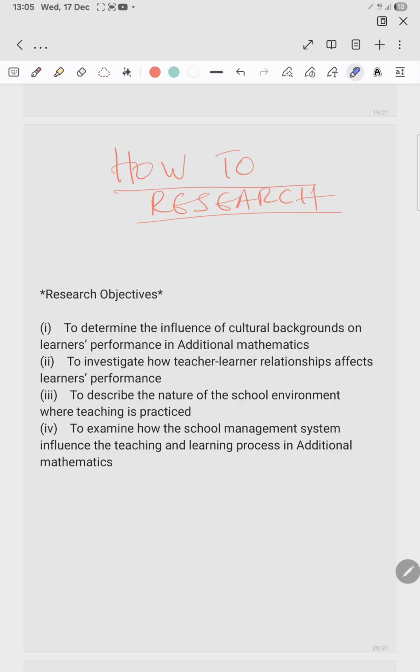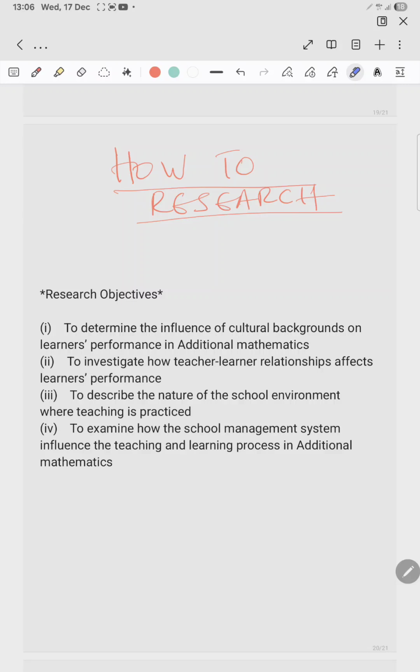The other objective is to describe the nature of the school environment where teaching is practiced. So we are trying to look at the teaching environment, because sometimes the teaching environment is not conducive for the learners, and therefore these learners tend to fail that particular subject. Certain learners are allergic to such environments, and they tend not to concentrate on that subject, and they end up failing at the end of the day. These are some of the objectives that I've come up with. I'm trying to look at factors that lead to, that is my research topic.